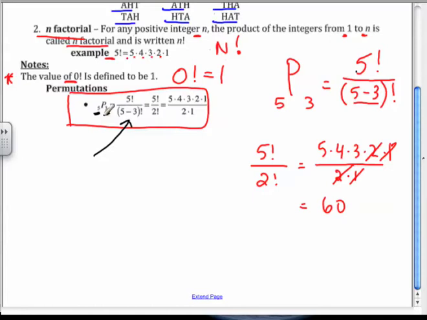Yeah, Devin. Why does 0 factorial equal 1? You know what? 0 factorial, there's a good proof for it, but it's very long. And I usually do it with my advanced algebra class, but I'm not going to do it with you guys. You're going to have to accept that 0 factorial equals 1. Max. So 2 factorial would be 2 times 1? 2 factorial is 2 times 1.